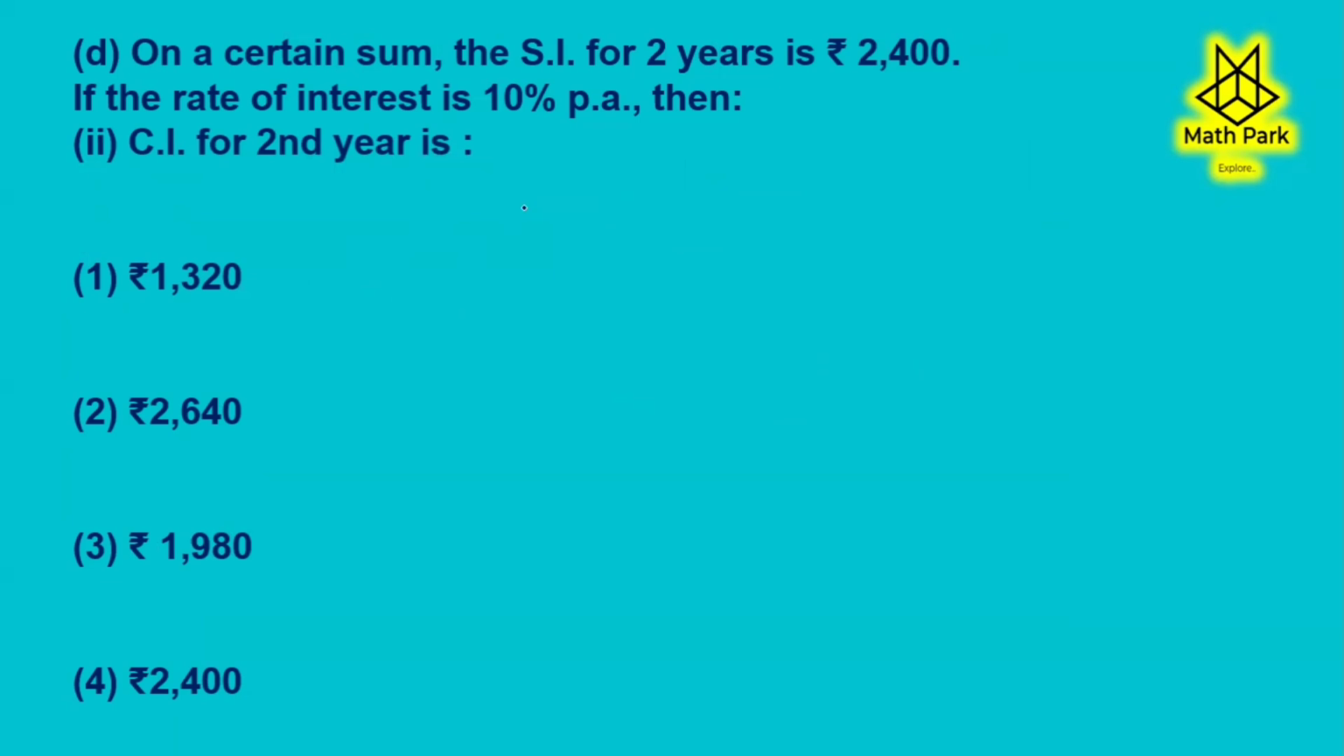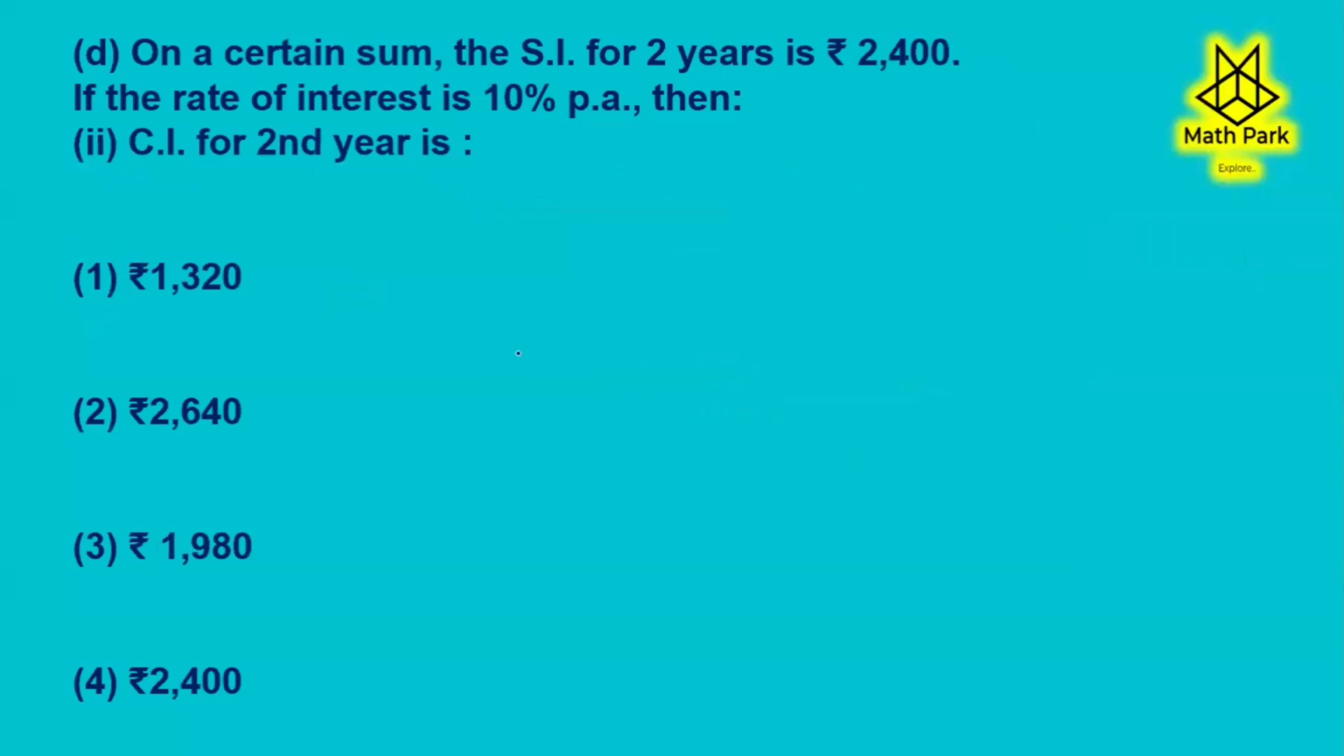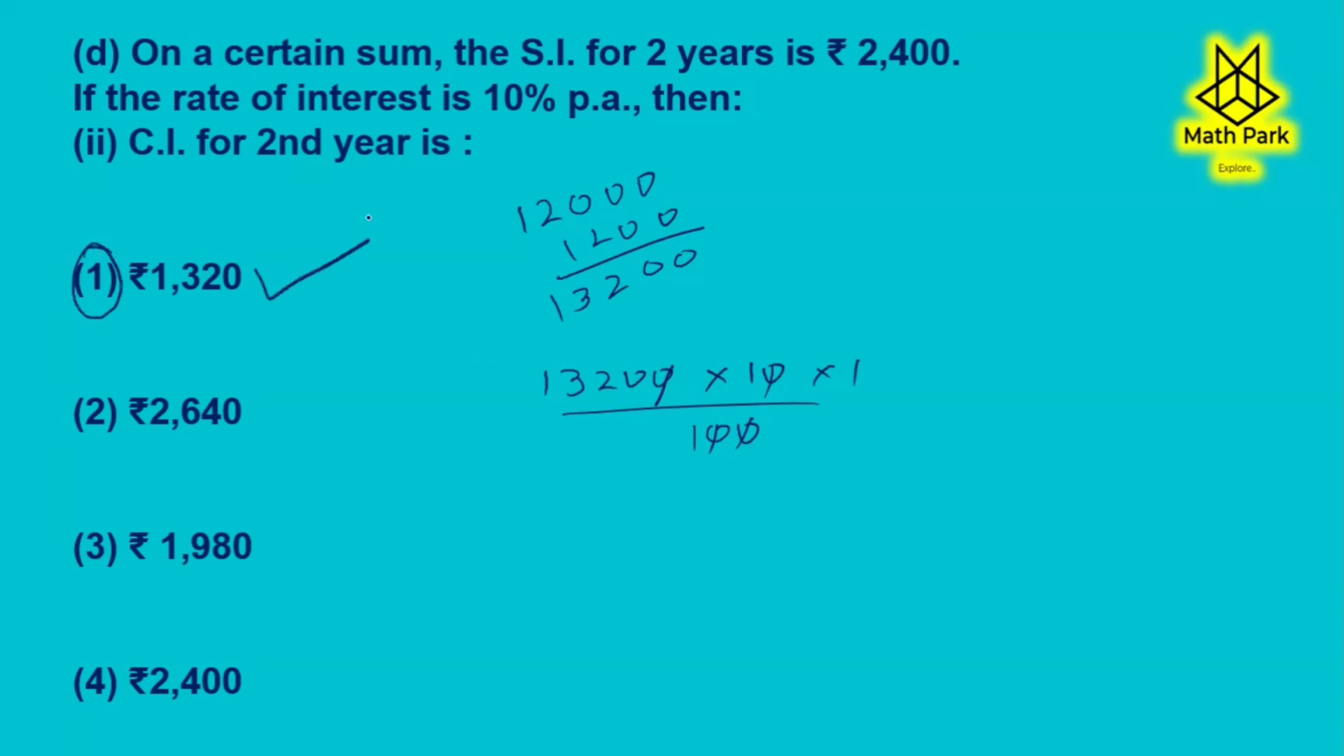Now for the second one, compound interest for the second year. The compound interest you have already got for the first year was 1,200, so the principal is now going to be 12,000 plus 1,200, that is 13,200. For the second year, again we simply use the simple interest formula: principal into rate into time, which is 1 upon 100. So we get 1320. This is the compound interest for the second year.